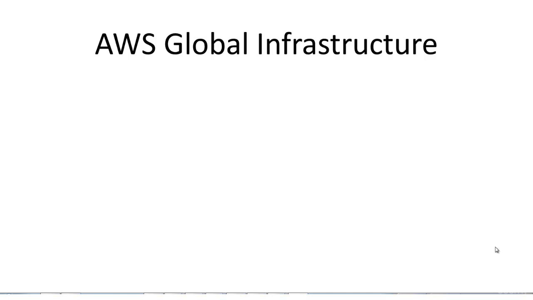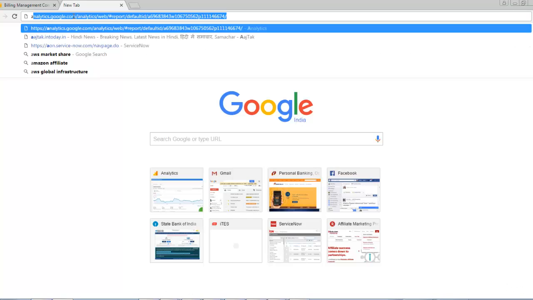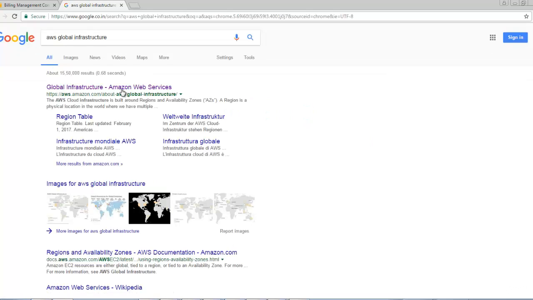So we should also know how AWS has created its infrastructure globally. There are certain terms we need to know, because we will be using those terms when we go into the detail of each and every service. So let me take you to the website of AWS, and when you enter AWS Global Infrastructure, you have to click over here.